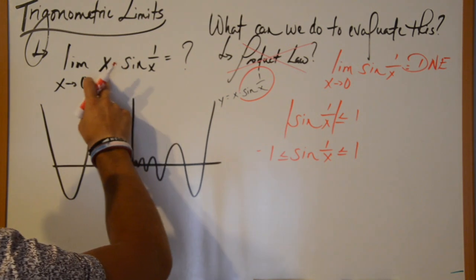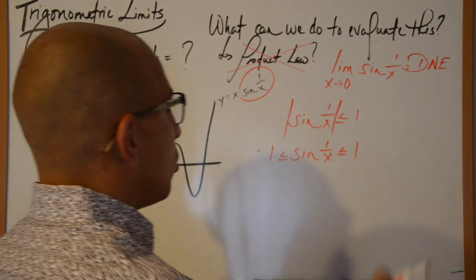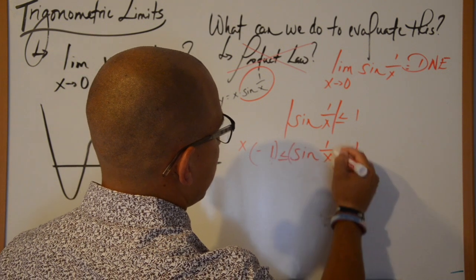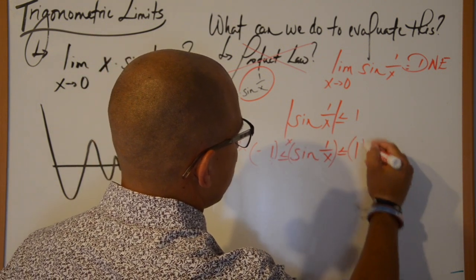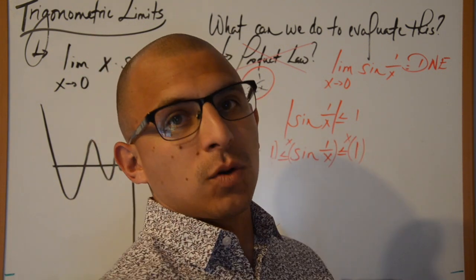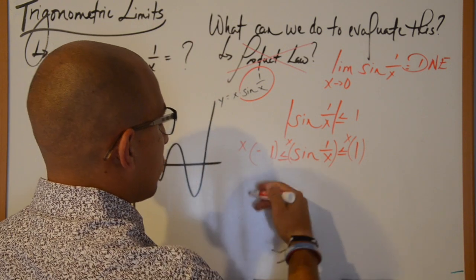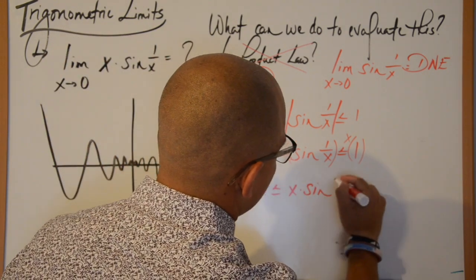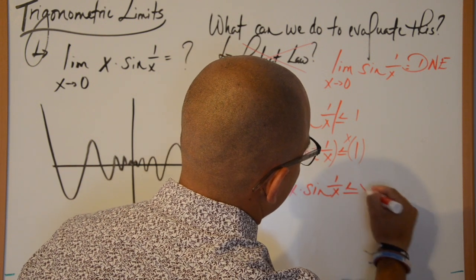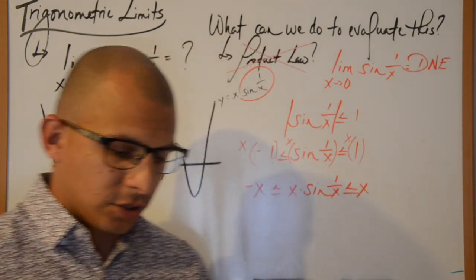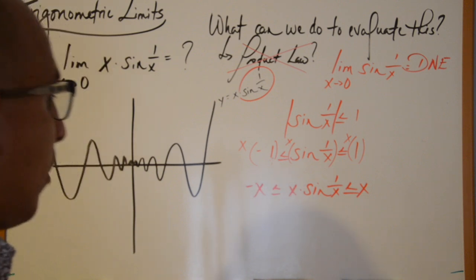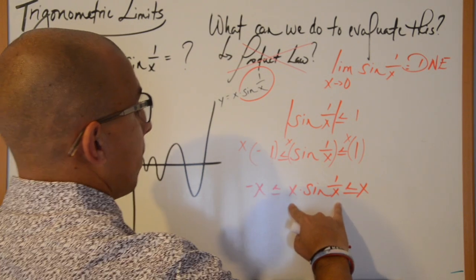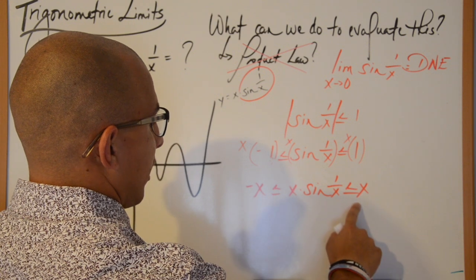Our original function is x times sine of 1 over x. Laws of algebra say as long as I apply the same mechanism to all sides of an equation, an inequality, a compound inequality, I'm not necessarily changing the original structure of our function. Now notice, our original function is here, bound between -x and x.